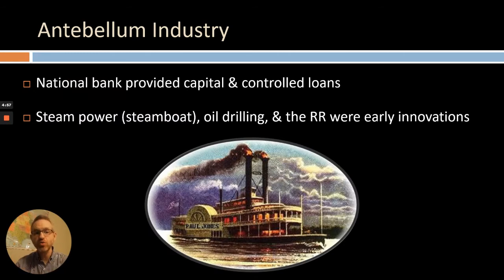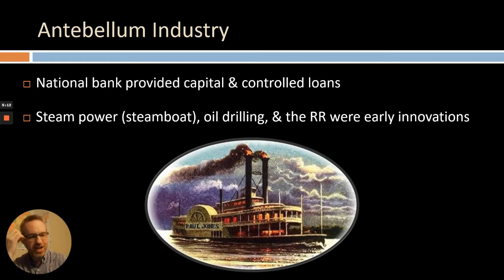They're the ones who give out loans, capital, money to start businesses. They control the interest rates of those loans. And so during this period, before the Civil War, you're going to get all these early inventions, the railroad, the steamboat. We're drilling for oil during that time.